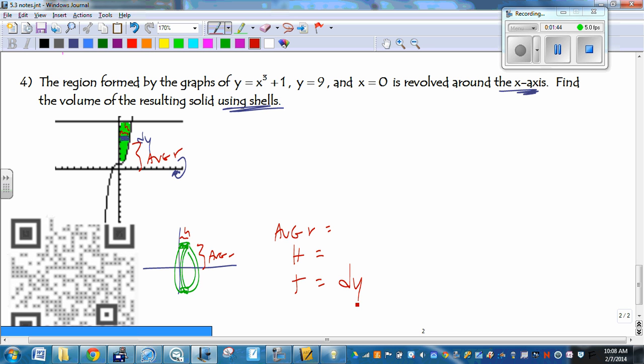The average radius, if you look, that's a vertical distance. It's going to be the y value of this graph. And since we're doing this as a dy cut, that's all we need to write for our average radius. It's just y.